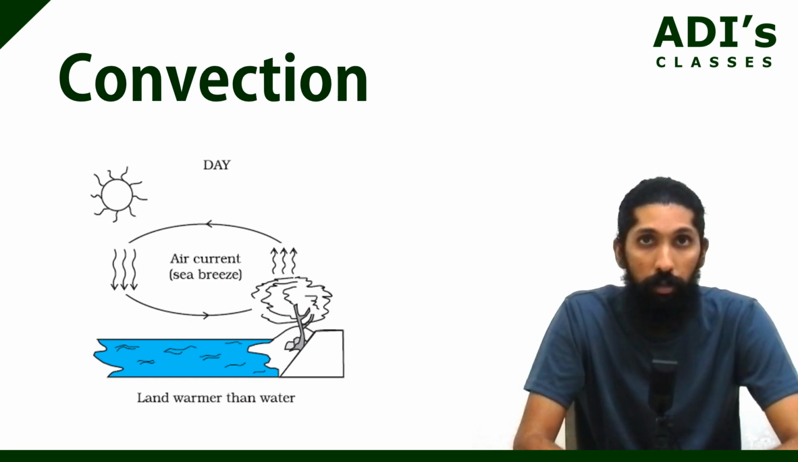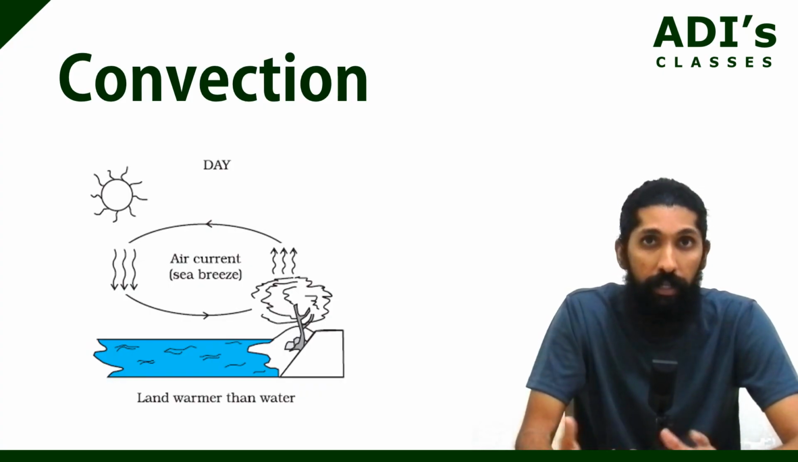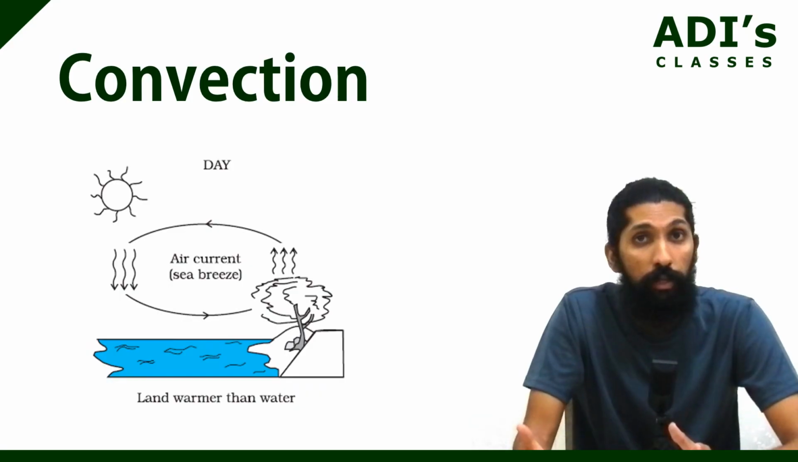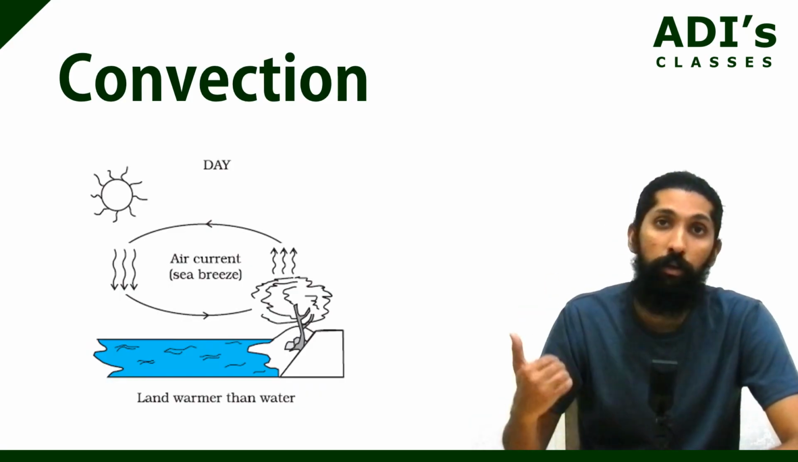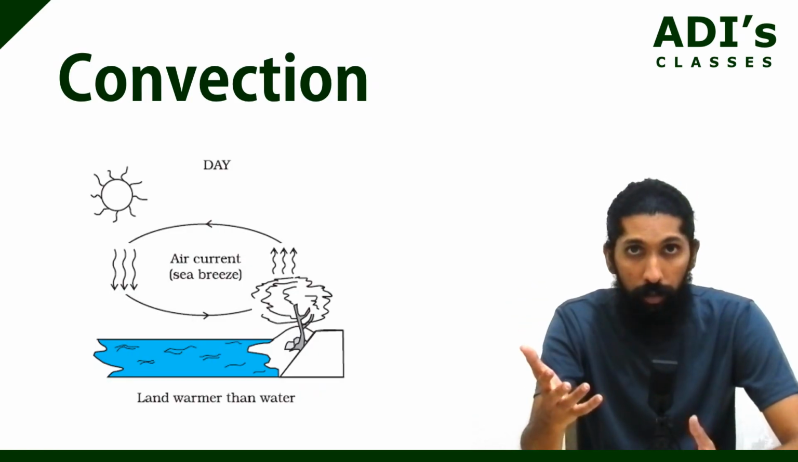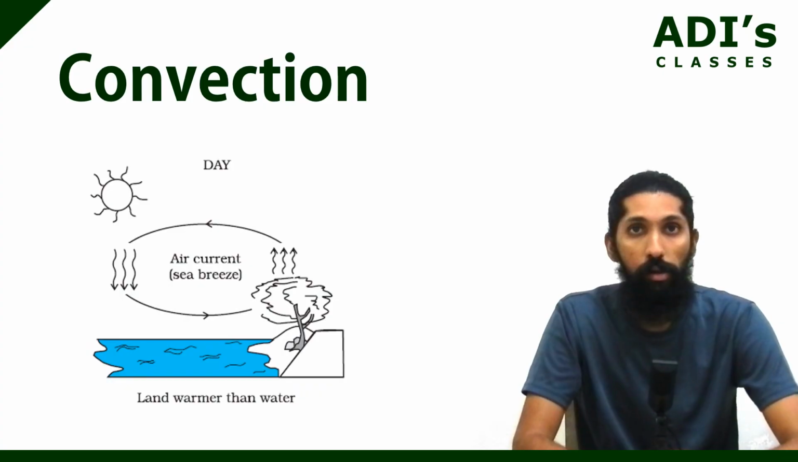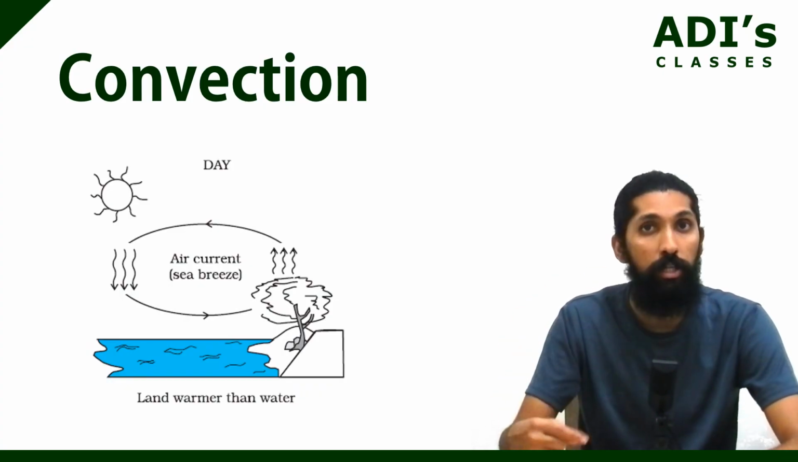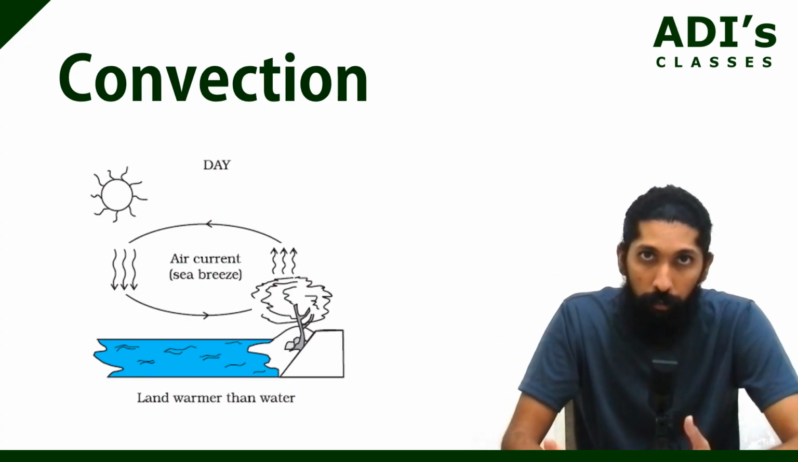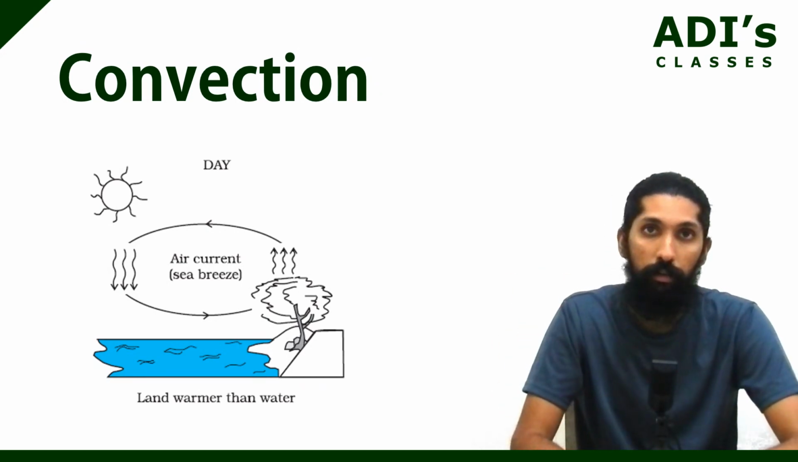In the sense, during daytime, the land is going to heat up quite fast compared to water. Since land quickly heats up, the warm air from the land rises up and goes towards the sea, and then the air from the sea comes towards the land. As you can see in the figure here, don't you think this is the rotation of the air? Air is a fluid, right? That is convection. Convection mode of transfer of heat.